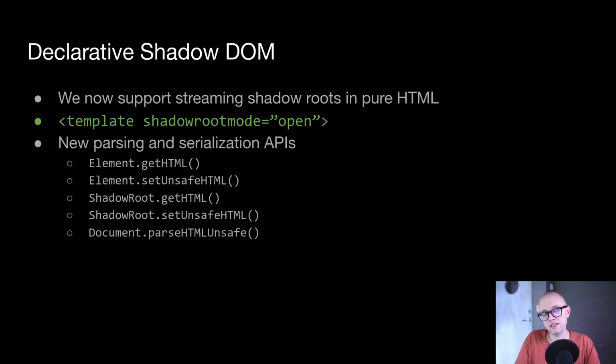And a feature I did this month was declarative shadow DOM, or not just me, actually. I shouldn't take full credit. But we now support streaming shadow roots in pure HTML. So this is a very neat feature. It allows you to declare a shadow DOM without JavaScript using the template shadowrootmode attribute.